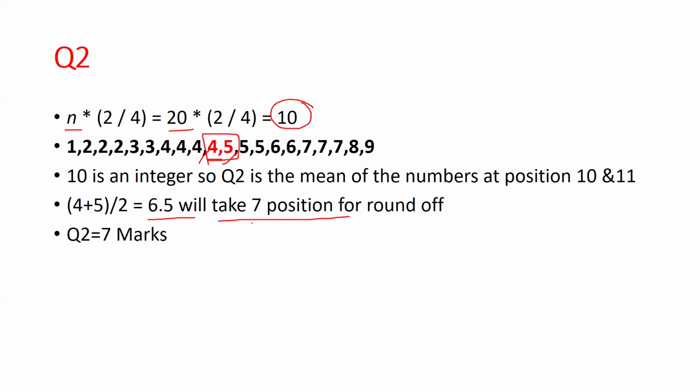No, sorry. This one is the 7th position. So I have taken, right. So 1, 2, 3, 4, 5, 6, 7. So 4 would be my quartile, 10th and 11th. So 6.5, it means we will take the 7th position. So that would be 4, not 7. That would be 4 marks, right? So 1, 2, 3, 4, 5, 6, 7. So 4 would be your Q2.